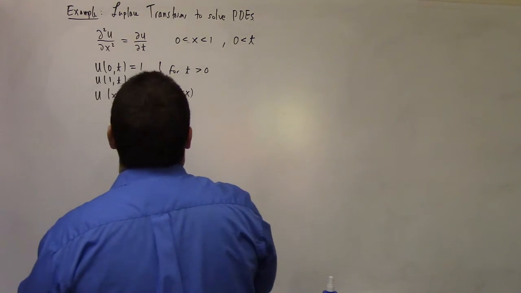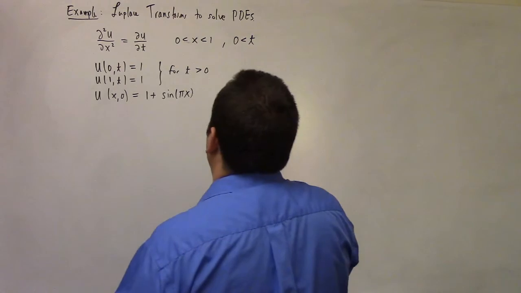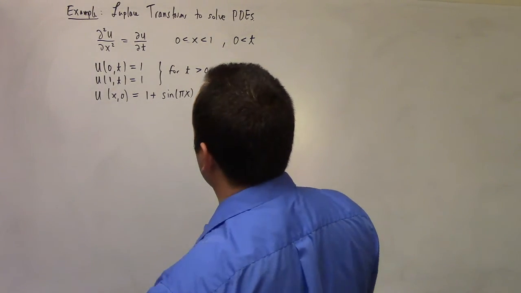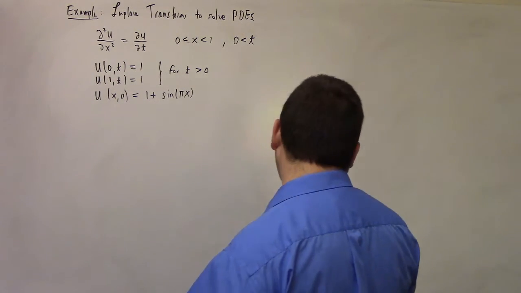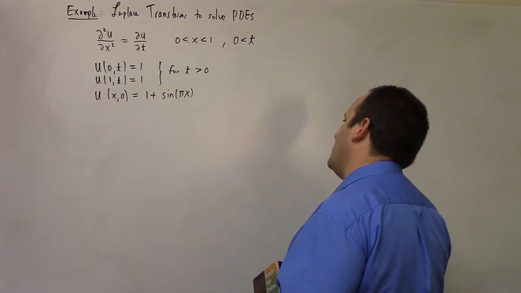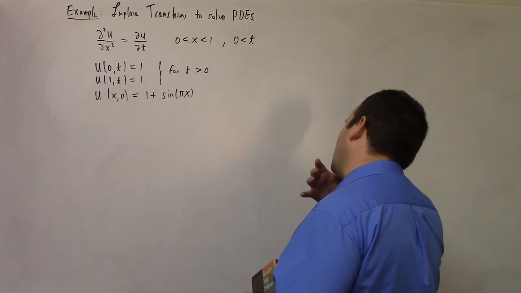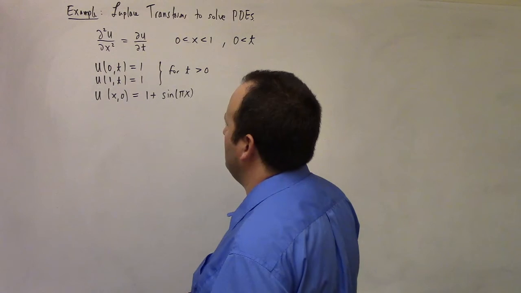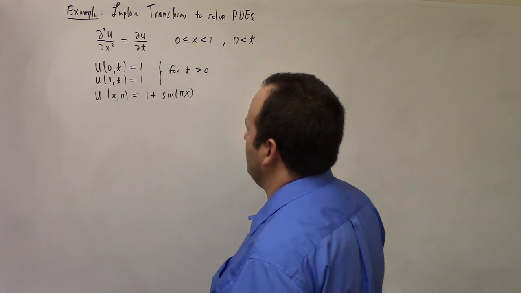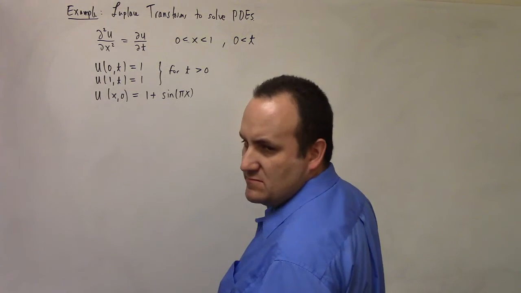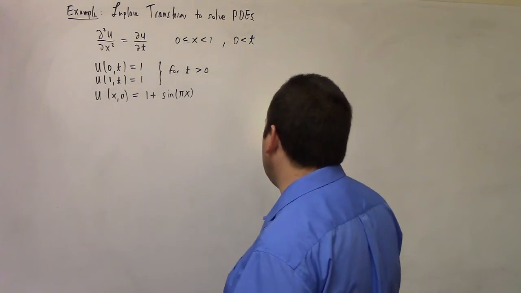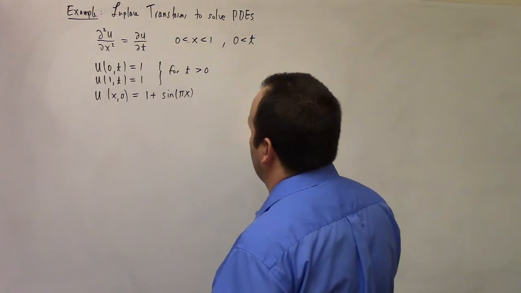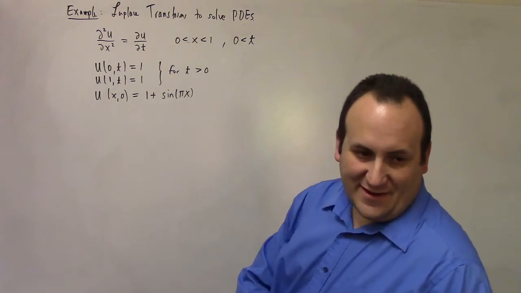I guess technically those aren't homogeneous boundary conditions, are they? For homogeneous boundary conditions, I think we have to have them equal to 0, right? Yeah. So these are technically inhomogeneous boundary conditions. But this problem seems pretty innocuous, so I have hope that it's not going to be too bad.